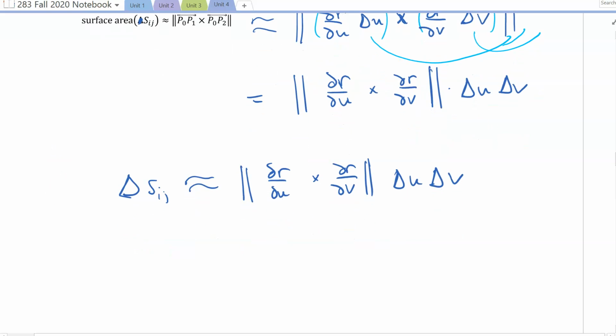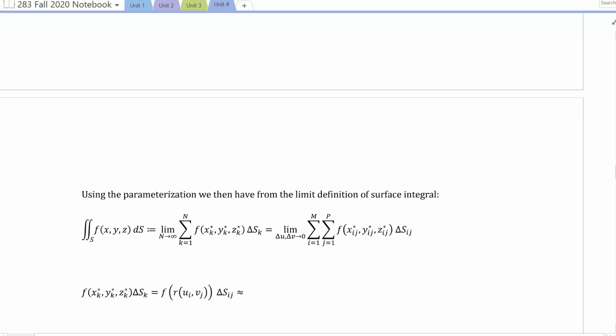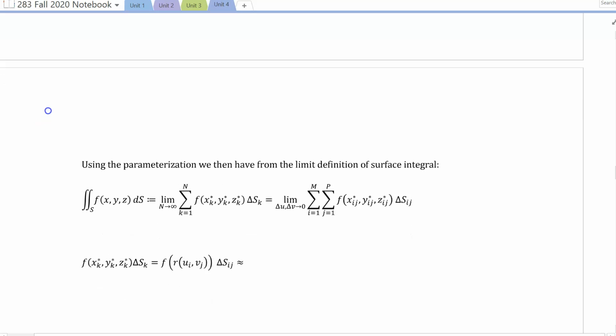So that was the long part of it, approximating the surface area of that patch of surface on the surface we're trying to integrate over. Again, we're talking about the surface integral of a scalar function, so we're restricting the scalar function to the surface, and we want to integrate over the surface. All right, going back to the limit definition for the surface integral, we're going to use that now.